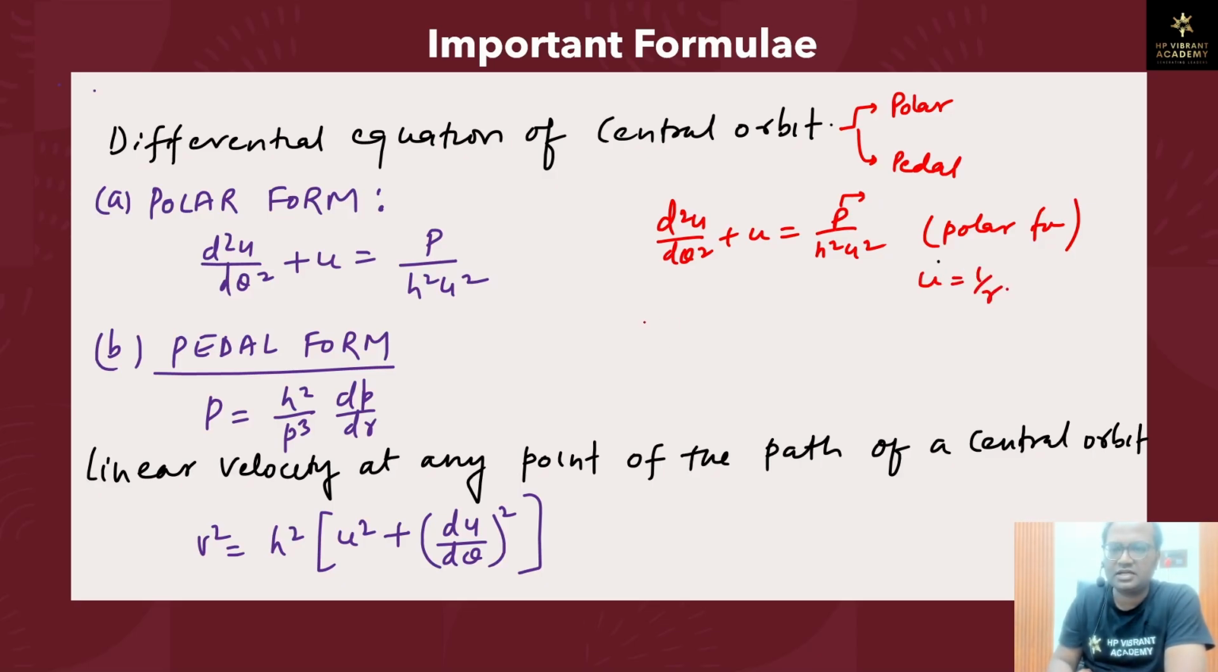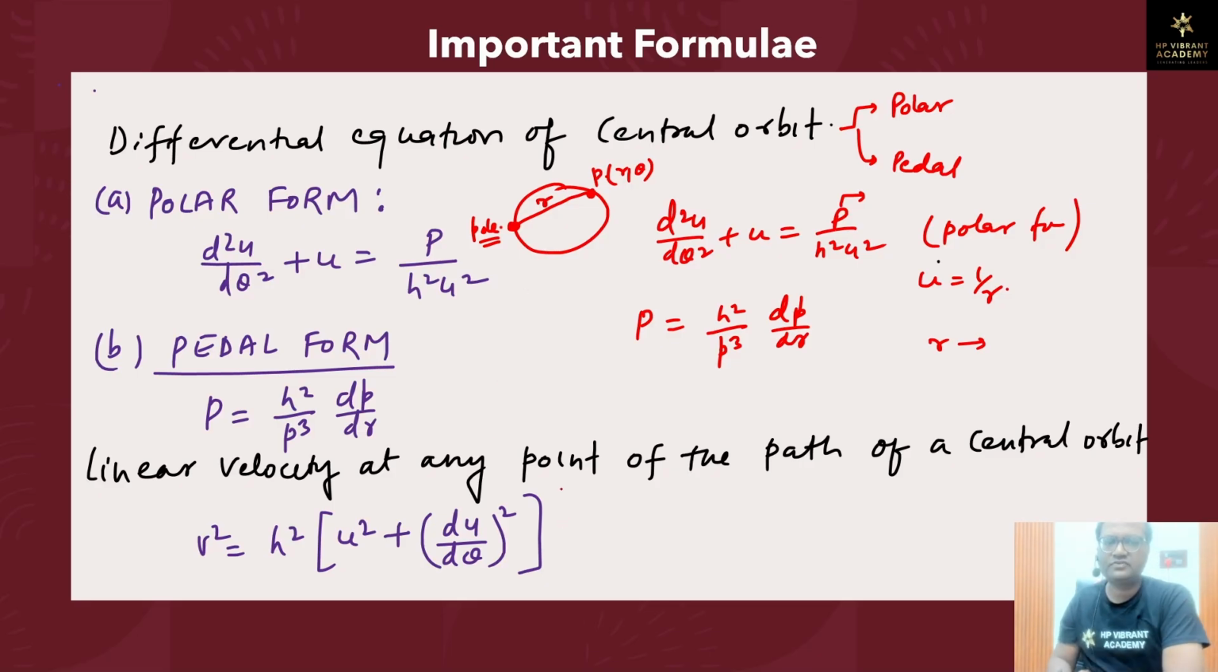This we have discussed. And in pedal form, the central acceleration is equal to h square upon p cube into dp upon dr, and r is the distance of the point from the pole. Suppose we have taken this point as the pole, and this is our point, so this is r. So r is the distance, and this is our pole. Suppose this is r comma theta. R is the distance of the point P from the pole.